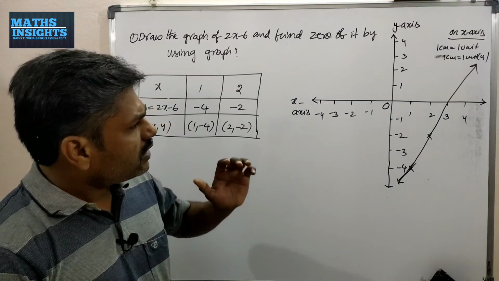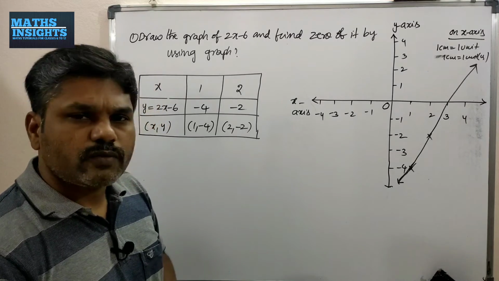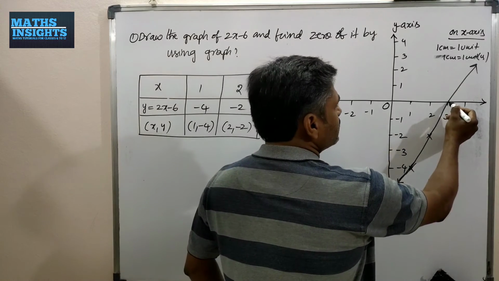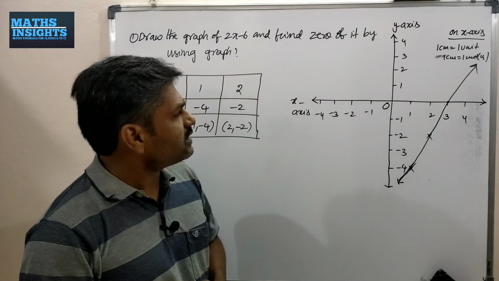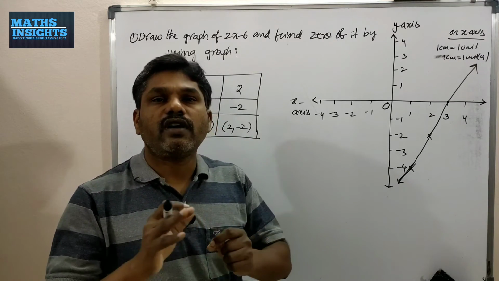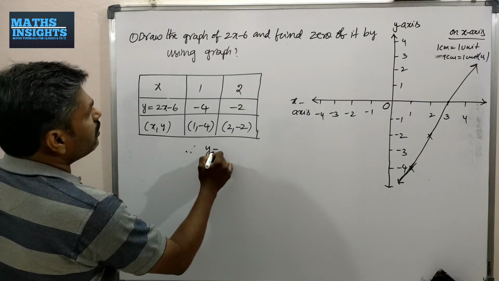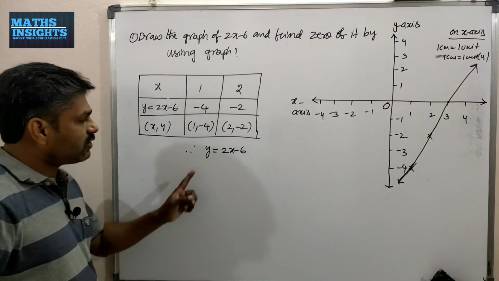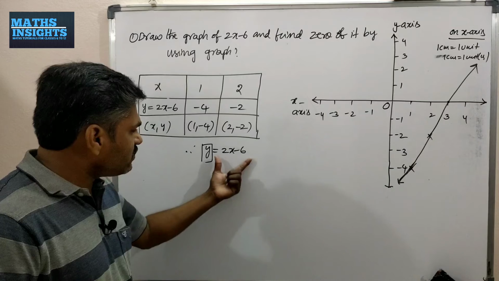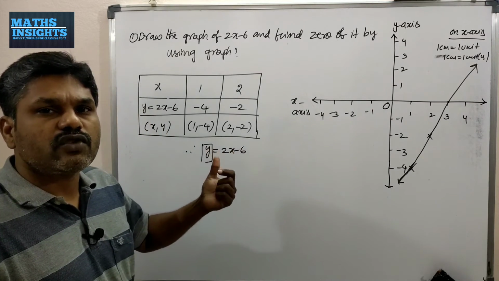Now after drawing the graph of this linear polynomial, you have to observe where it intersects the x-axis. See, this is the point where it is intersecting the x-axis. On the x-axis, the y coordinate will become 0. Why? Because you are assuming the graph of 2x minus 6 equals y. So if y becomes 0, then we will find for which x it is becoming 0.